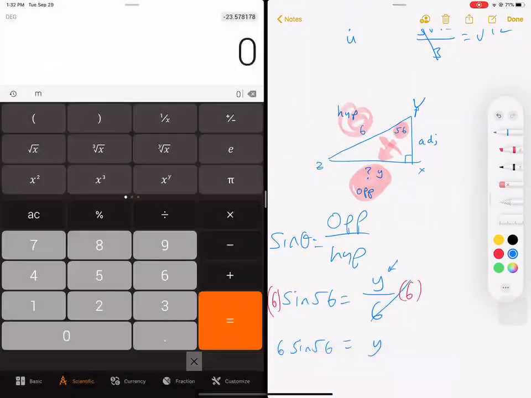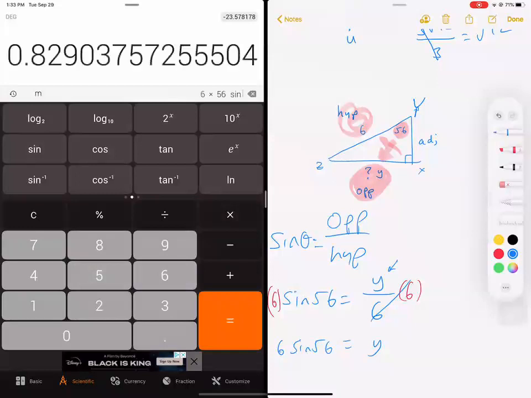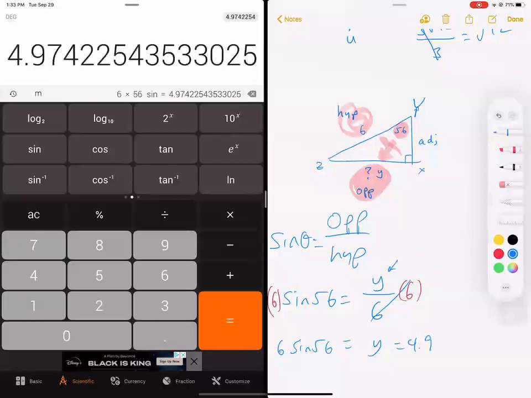So on your calculator, I'm going to type it as I see it because I know how to work this calculator. You should also work on your calculator to make sure you know how to use it. Do not borrow a calculator for a test because you might not know how to use it. Okay, so I'm going to type 6 times 56 sine equals, and I'm seeing 4.974.